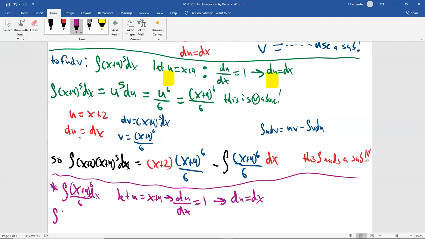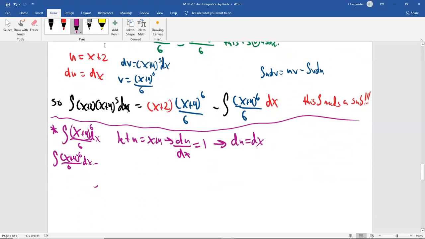So the integral becomes, all right, the x plus 4 is now a u, so that's u to the 6th over 6. The dx is now a du. We can just bring the 6 out in front if we like. Again, you don't have to. The integral of u to the 6th du with a 1/6 in front. You can leave the 6 in the bottom and just know it doesn't affect you.